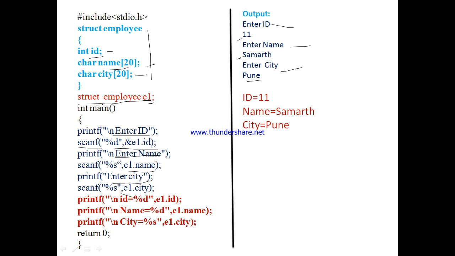Okay, now we have to display these values. Now here "id is equal to %d". Here the e1.id value 11 is displayed. Now "name is equal to %s", so name is equal to Samartha will be displayed, and "city is equal to %s" with e1.city, suppose Pune, so city is equal to Pune is displayed. Now here Pune, Samartha, and 11 are displayed, which are the values entered here. Okay, now this is the second example.